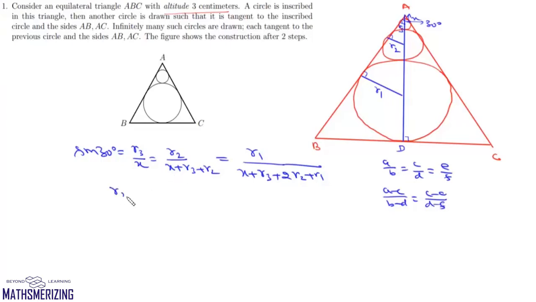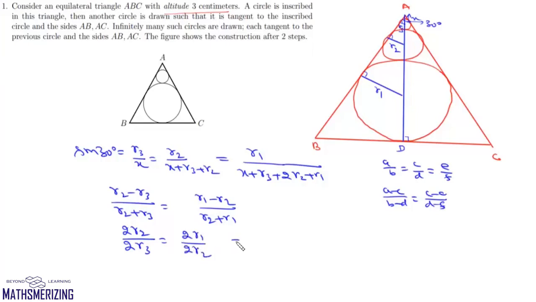So we'll use the same property to eliminate this x. So we'll write R2 minus R3 upon R2 plus R3, and here we'll write R1 minus R2 upon R2 plus R1. Now we'll use componendo dividendo. Then we can write 2R2 upon 2R3 equal to 2R1 upon 2R2. So from here we'll say R2 square equals R1 into R3, that is R1, R2, R3 are in GP. So the radii of all these circles will be in geometric progression.